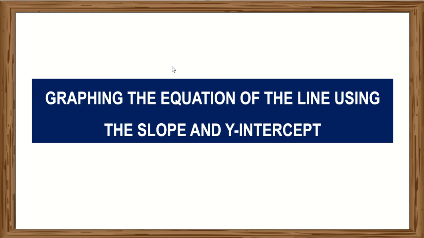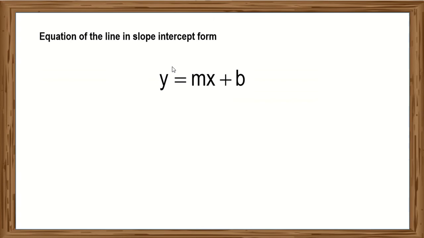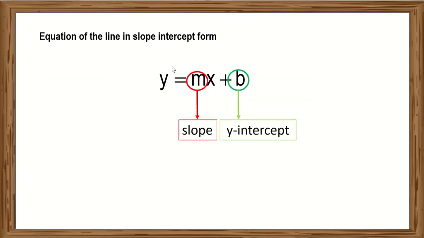Today's lesson is graphing the equation of the line using the slope and y-intercept. In the equation y equals mx plus b, m is our slope and b is our y-intercept. And we make use of these two in graphing the equation of the line.